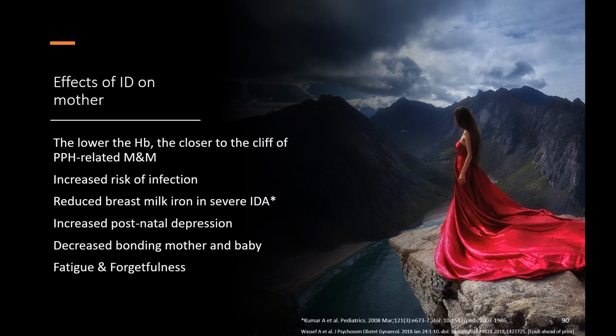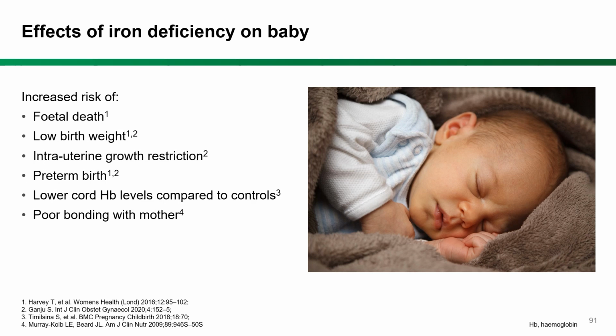But it's not only that. These patients also have an increased risk of infection. They produce less breast milk. There's more postnatal depression and poorer bonding between mother and baby. And also recognize that the fatigue, forgetfulness, and cravings in pregnancy are usually due to iron deficiency. For the baby, there's an increased risk of fetal death, low birth weight, growth restriction, preterm birth, and poor bonding with the mother.